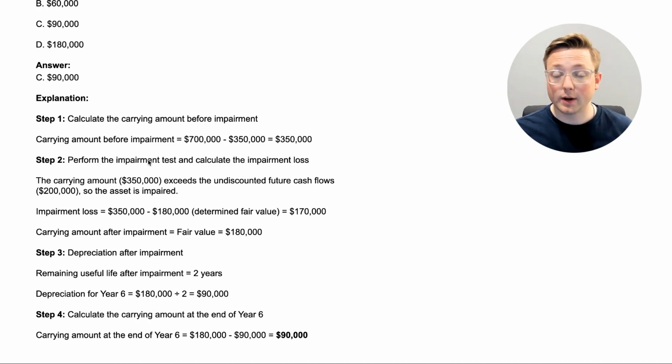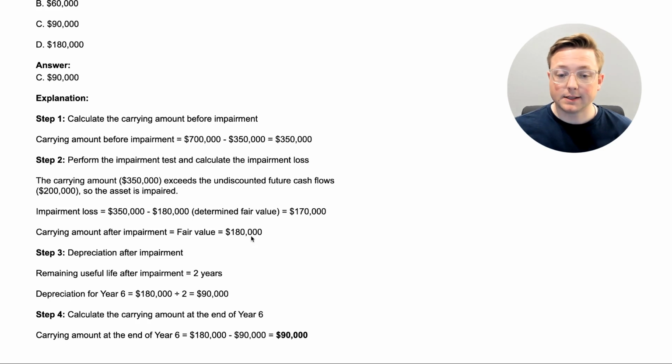Now we perform an impairment test in year 6. This carrying amount, $350,000, is greater than the undiscounted cash flows of $200,000. So this means that it's going to be impaired, but we don't subtract the $200,000. Remember, you don't subtract the undiscounted cash flows. That's only there to figure out if an impairment is needed. You subtract the determined fair value, which was given $180,000. So $350,000 less $180,000 means that there's an impairment loss of $170,000 to get down from $350,000 to $180,000. So that's the carrying amount as of right now. After the impairment loss, it's $180,000.